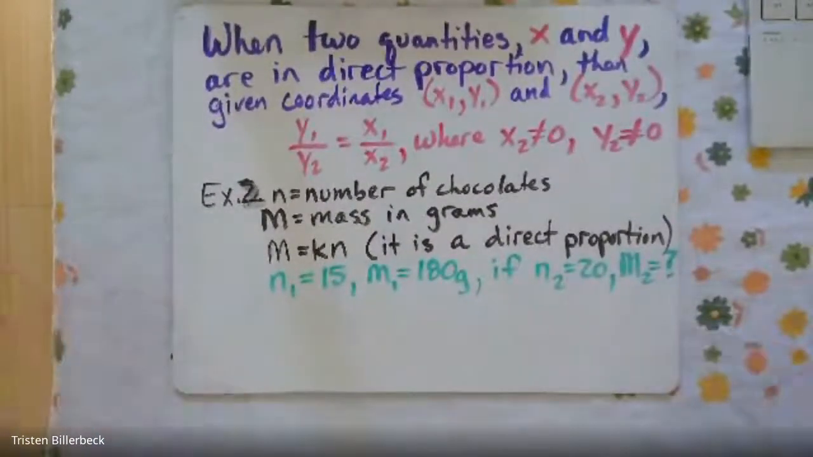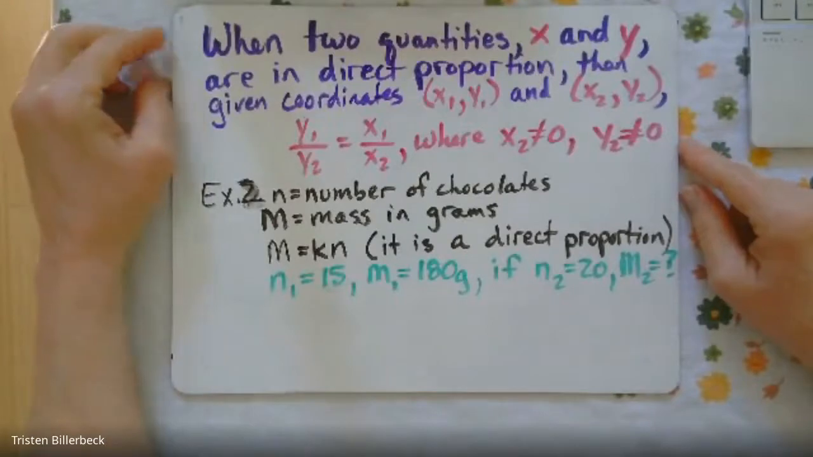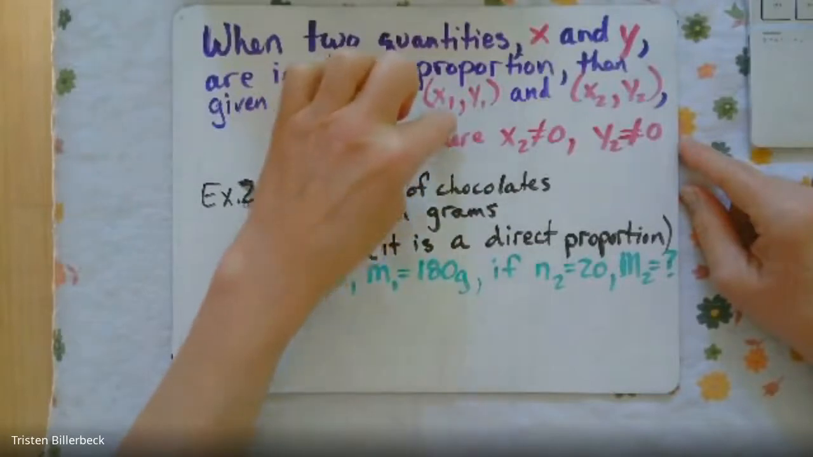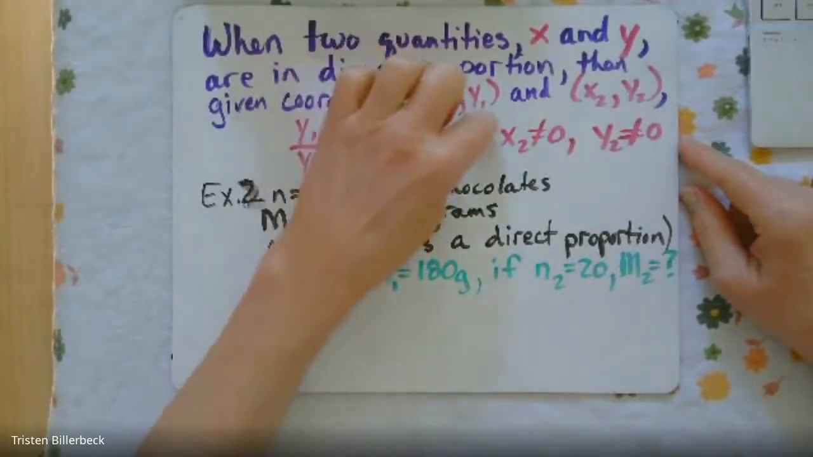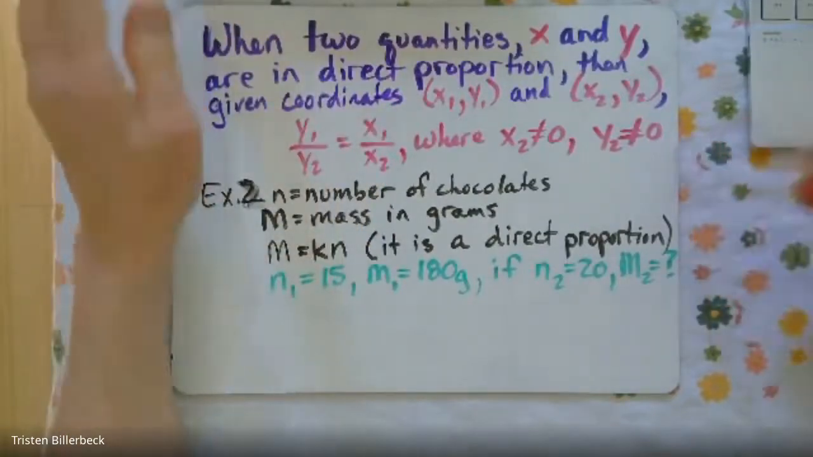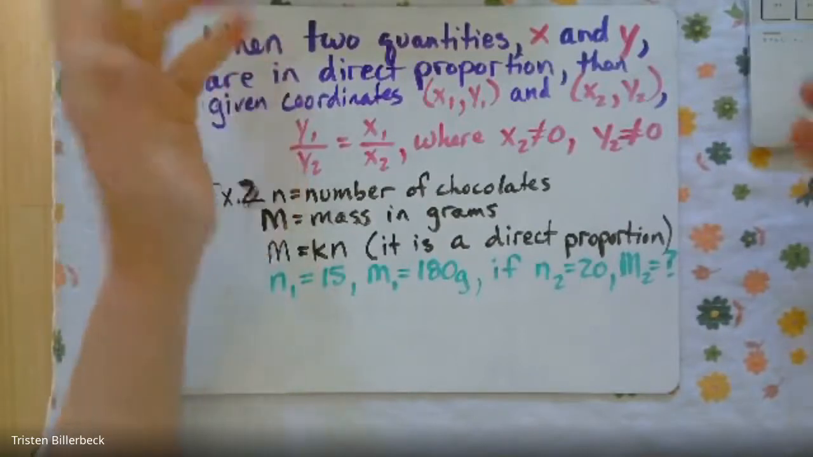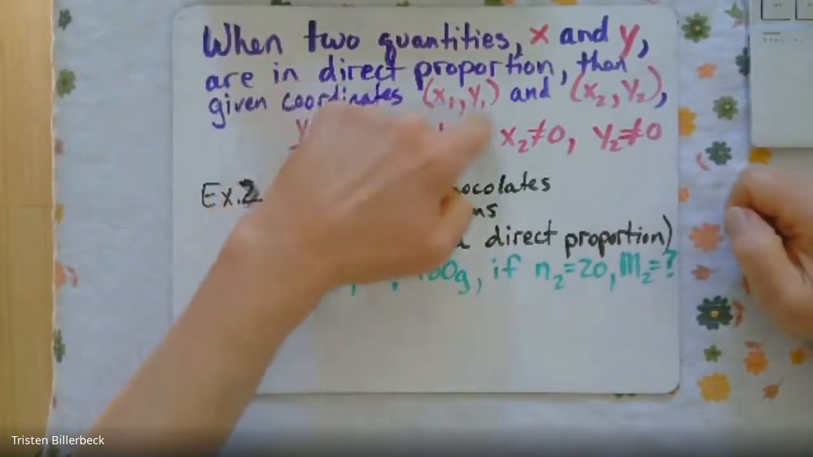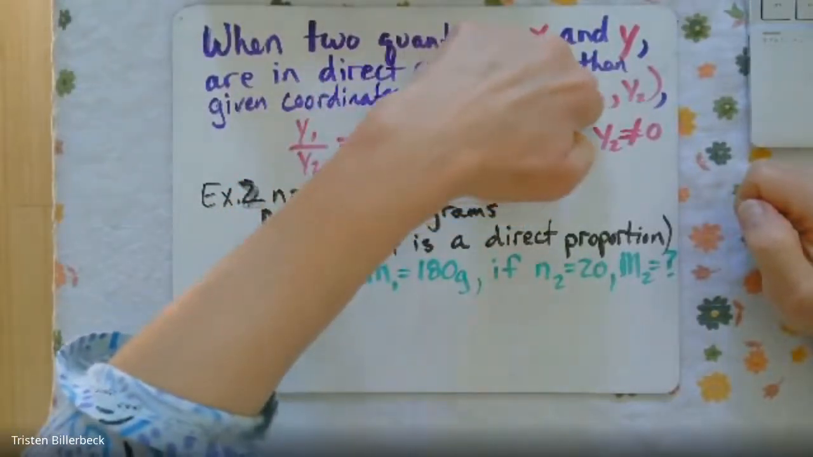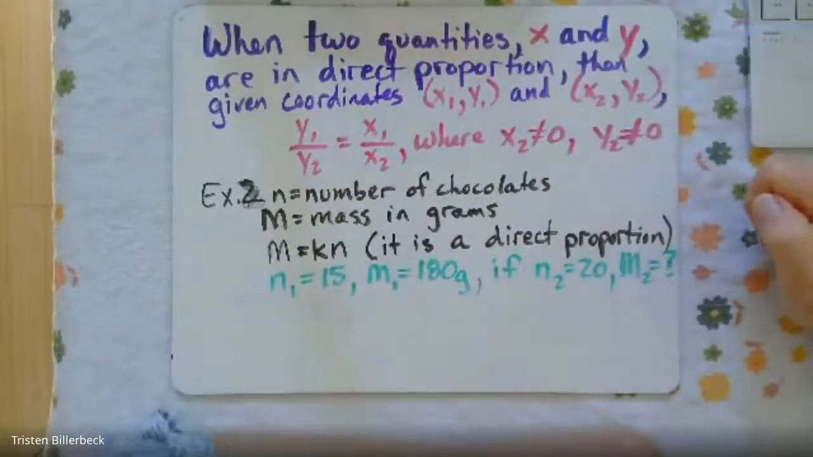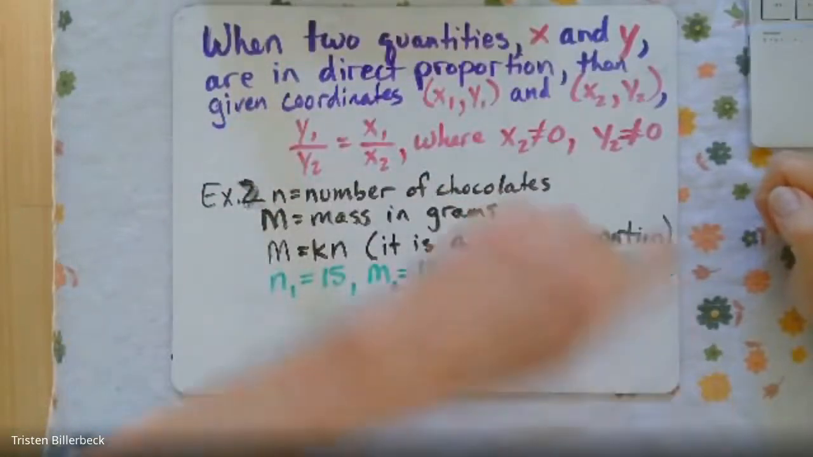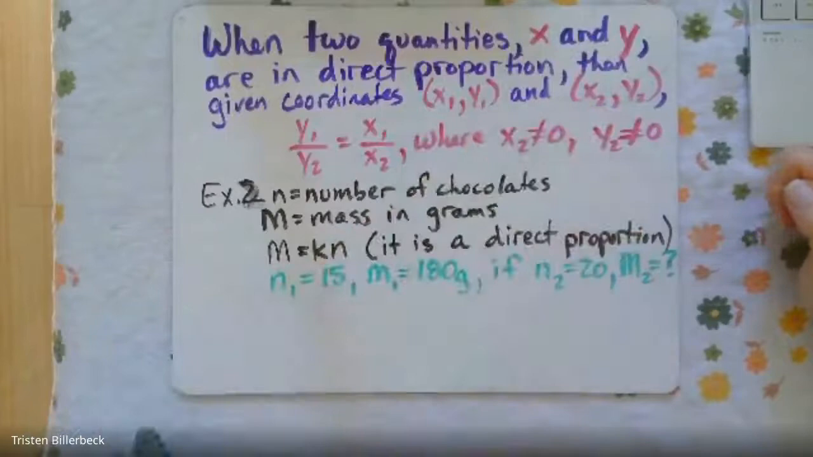Now, when two quantities x and y are in direct proportion, then given coordinates x1, y1, and x2, y2, note that these subscripts are just names. They're not exponents. They have nothing to do with the value of the number. It's like Miss Billerbeck, Mr. Lee, Shannon and Jacob. They're just names, but we say x1, y1 because we're math nerds.